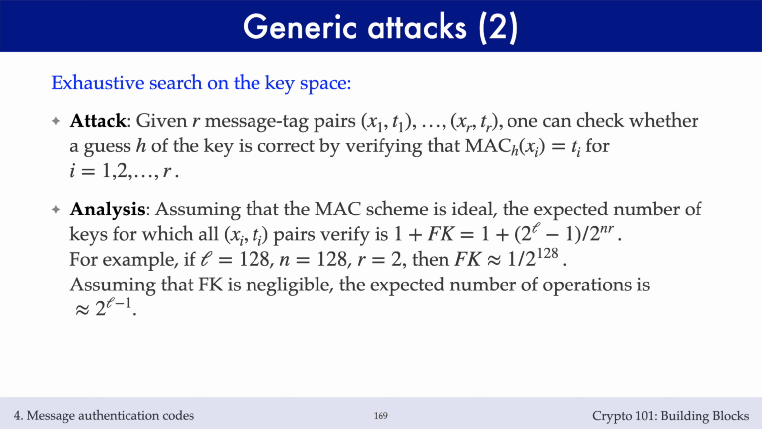For example, if l and n are both 128, and we select r equal to 2, then the number of false keys is essentially 0. In this case, the expected number of steps in exhaustive key search is roughly equal to half the size of the key space, 2 to the l. Thus, to ensure that exhaustive key search is infeasible, the length of the key should be at least 128 bits. In summary, to circumvent the generic attacks, both the tag length and the key length should be at least 128 bits.